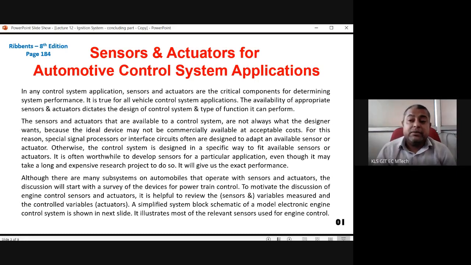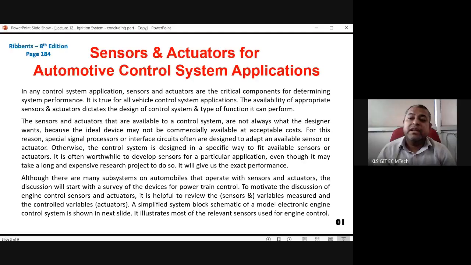Now we are coming to the modern day car where very specific features, very specific sensing and application things are needed, and the available actuators in the market are not being used. For that, very well designed, custom made sensors and actuators are being developed. So, second paragraph, last two lines is important. It is worthwhile to develop sensors for particular application.